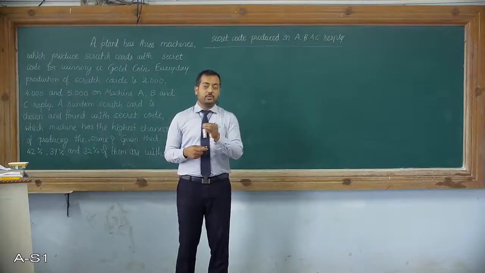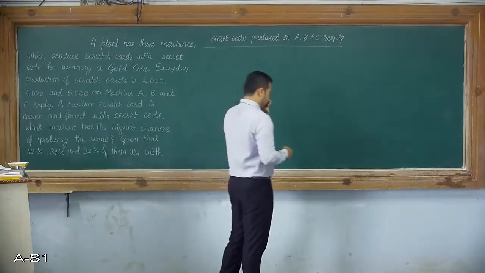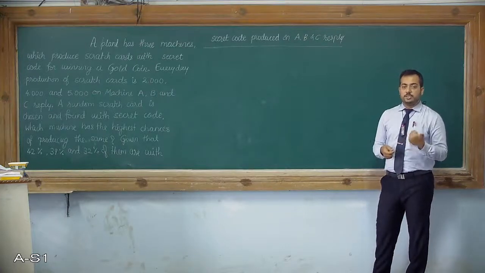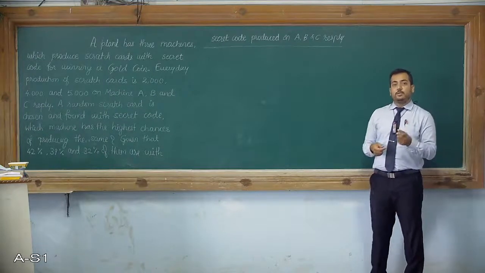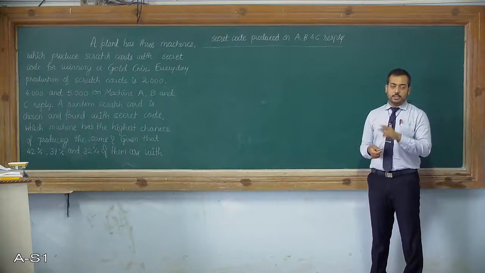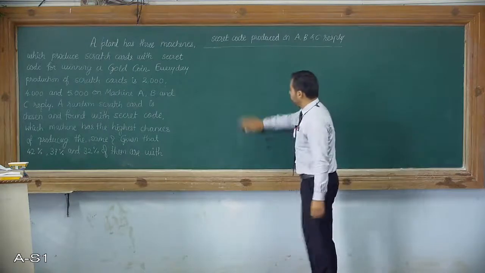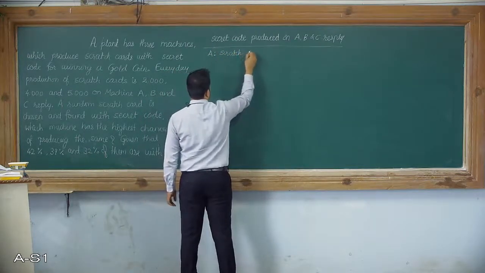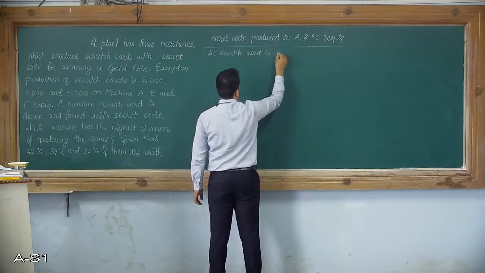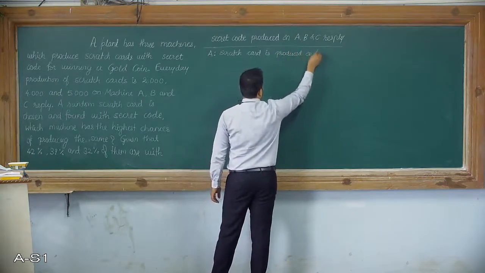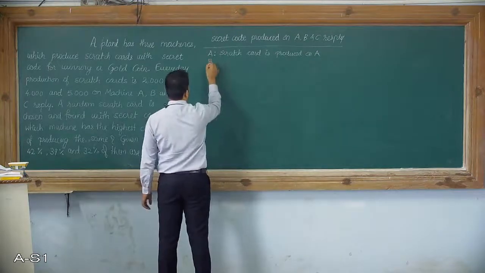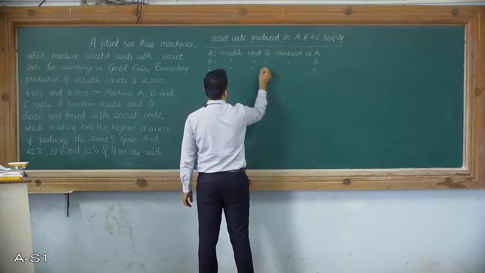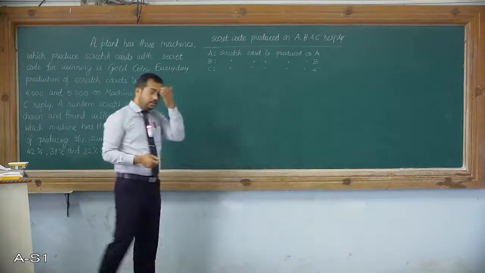So as per the things we require in Bayes theorem, we need to write these down. So we have three events: the scratch card is produced on machine A, machine B and machine C. Then the scratch card with a secret code is produced on machine A, with a secret code produced on machine B and machine C. Okay, so these also we can write. So now we'll have events this way. Scratch card is produced on machine A, then machine B and C. Okay, so these are the events.